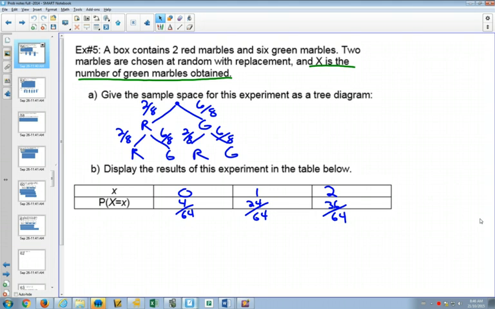Okay, see how you've done. Got my tree diagram going up and down this time. Probability of getting 0 green marbles. That is the branch of both red ones. 2 out of 8 times 2 out of 8 makes 4 out of 64. Probability of getting 1 green one. Well, we have 2 branches that are both 12 out of 64. Add them together and you get 24 out of 64. And the probability of both green, that's 6 out of 8 times 6 out of 8, which is 36 out of 64.